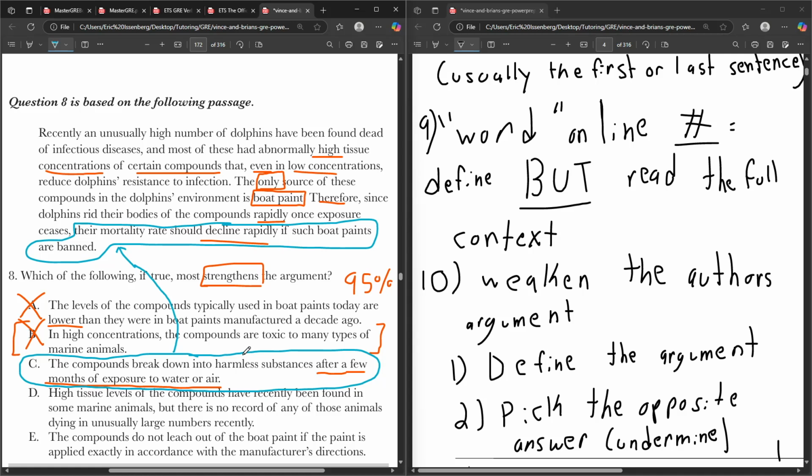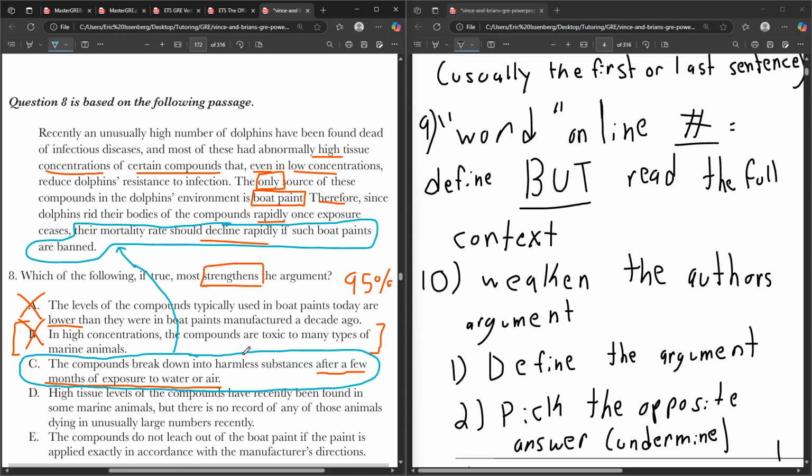And C is really hard, because I got to admit, the first time I did this, I did not pick that. I picked B as well. But C is the right answer because it's new information that when you think about what the author wants, they want to solve this problem, and it's going to happen quick. C is the only answer here that says, we are actually going to solve this problem very quickly. All the boat paint is really fresh right now. So if we ban it, it's going to be a problem for a little bit, but then it'll eventually go away.